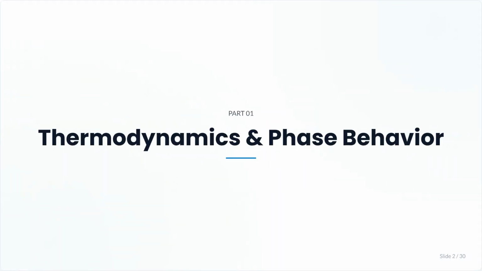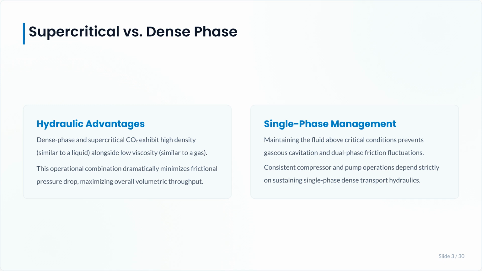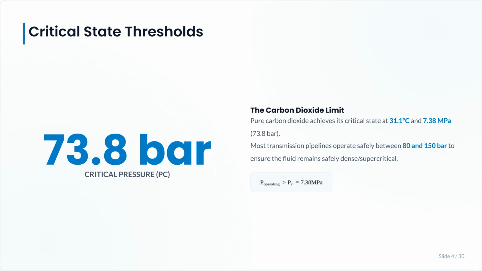In this first part, we examine the fundamental thermodynamics and phase behavior, essential for understanding how carbon dioxide acts within pipeline systems. Supercritical and dense phase fluids offer significant hydraulic advantages by combining liquid-like density with gas-like viscosity. This minimizes friction and optimizes throughput, provided we manage the system as a single phase. Understanding critical state thresholds is vital.